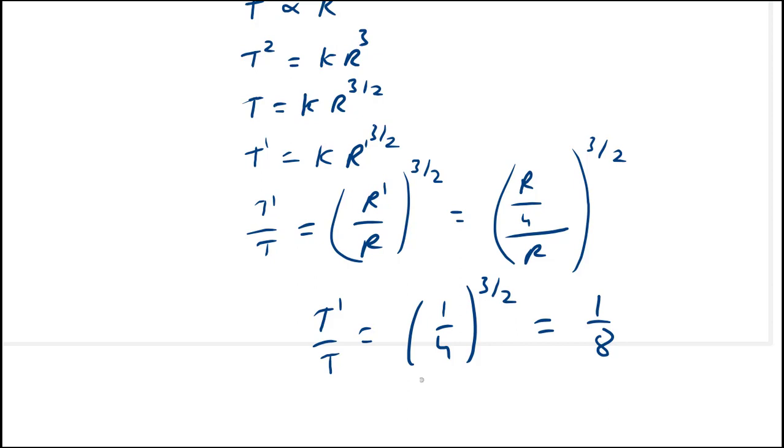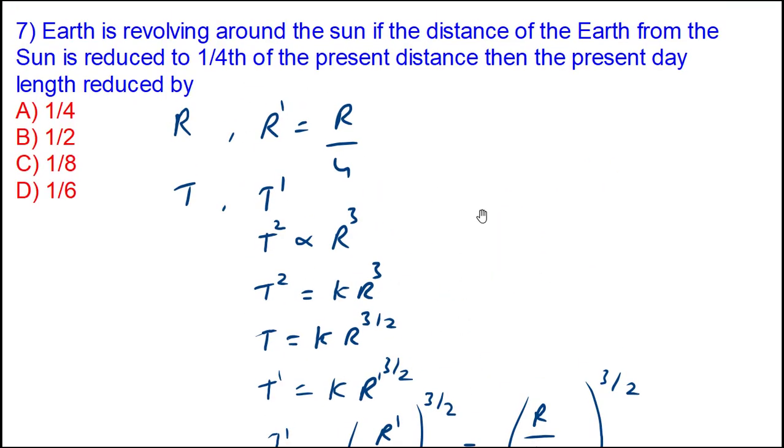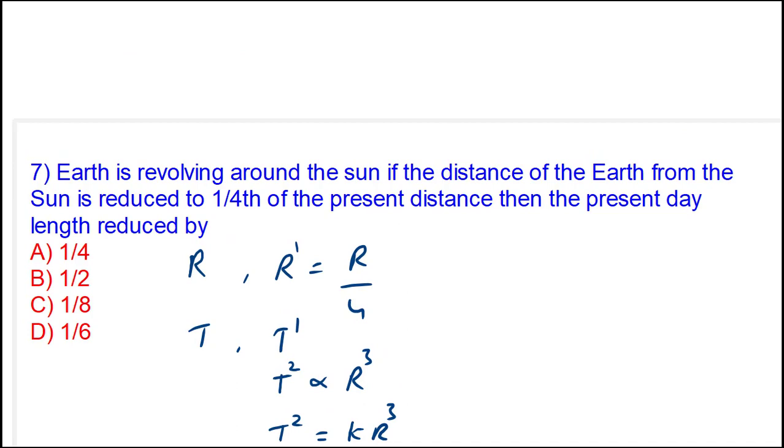So now what we observe is t dash is t by 8. So this is the answer. T dash is t by 8. So your answer is C. C is the answer.